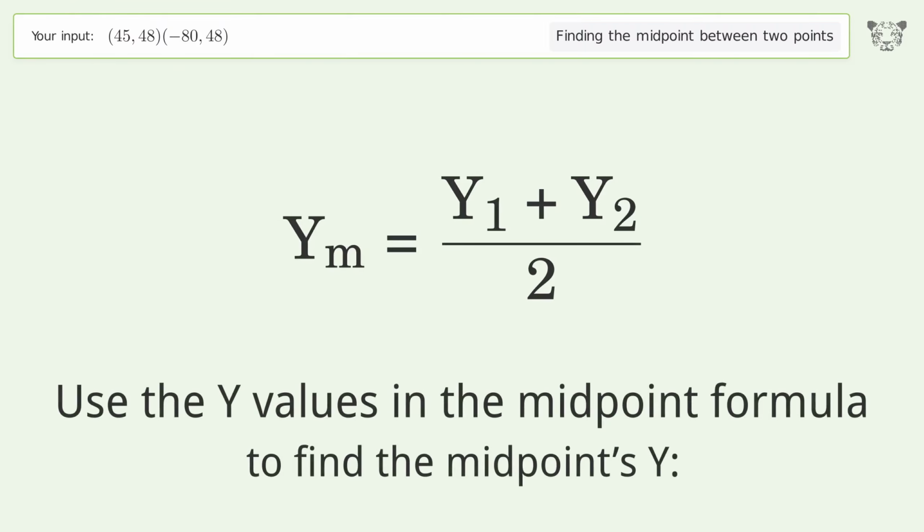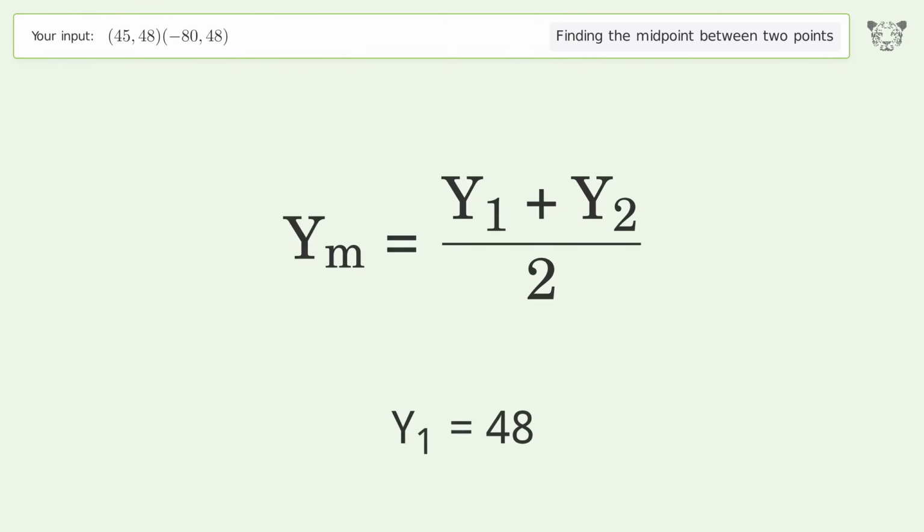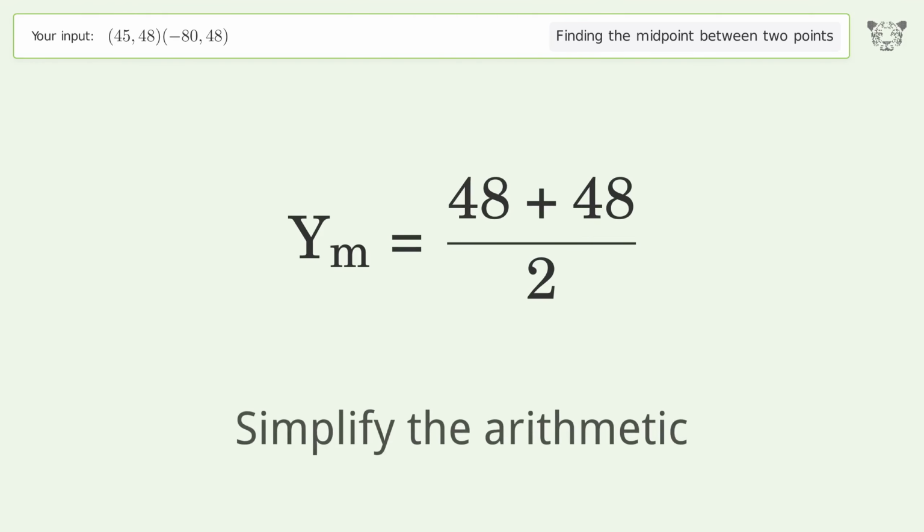Use the y values in the midpoint formula to find the midpoints y. y1 equals 48. y2 equals 48. Simplify the arithmetic.